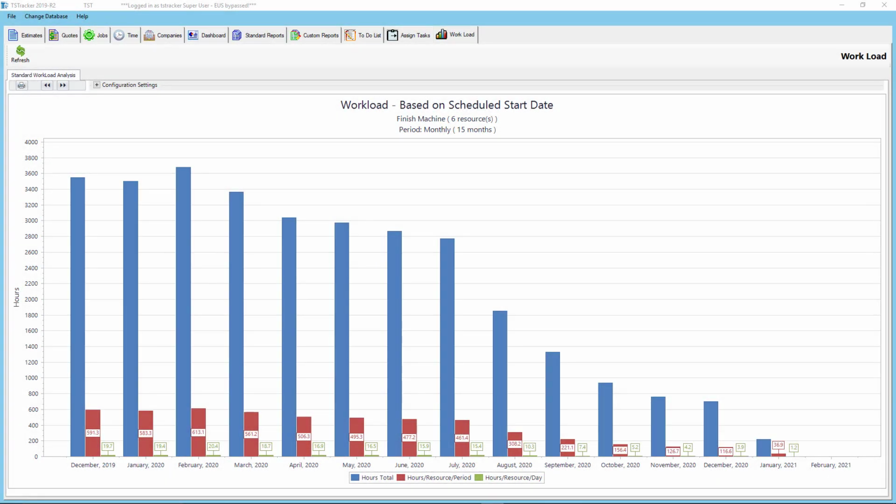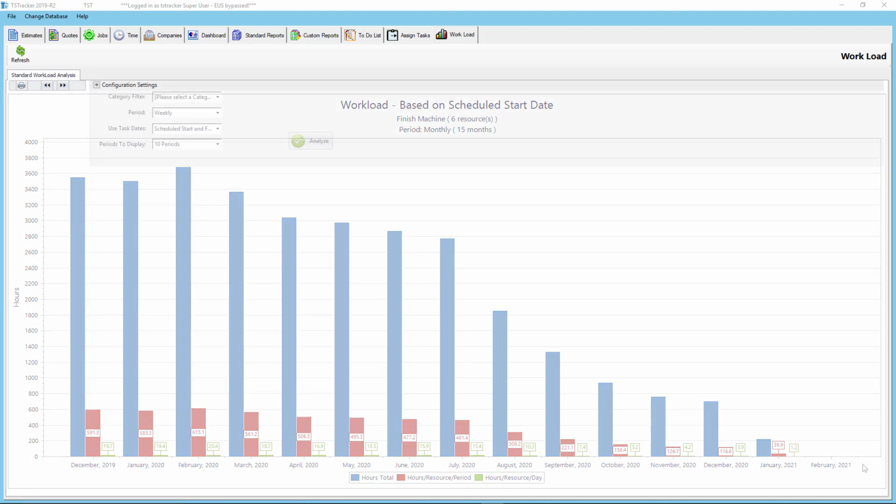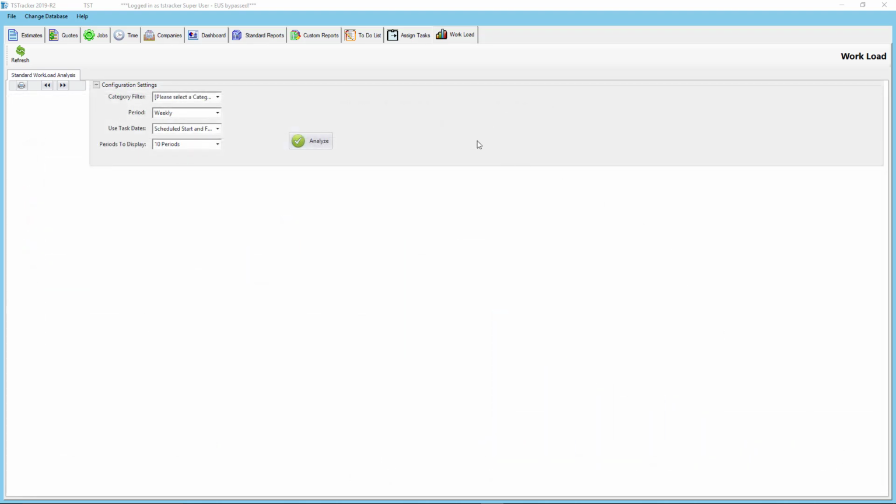With the workload analysis, we can scrutinize the allocation of work to resources based on selected parameters. A resource category may contain human resources or machines. In this example, we will look at finished machines, an area that often determines the capacity of a job shop.